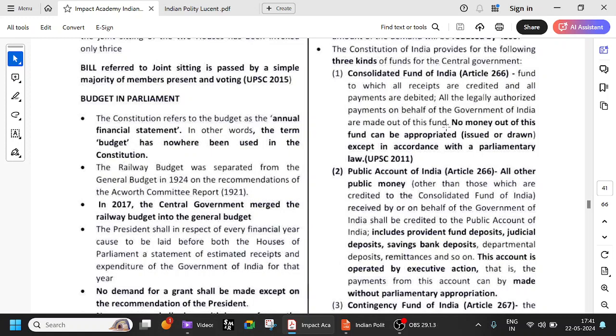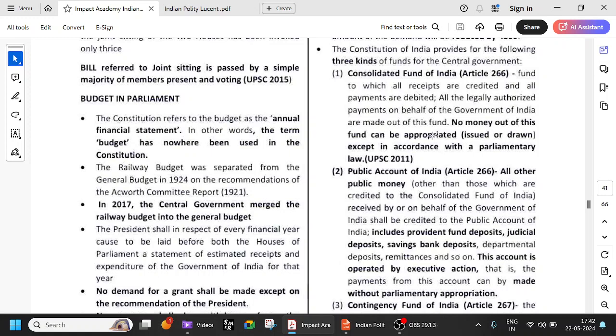Just like if you're an individual, you have a bank account, you put money, you take money, right? Similarly, all these taxes, all these penalties they're collecting, all the profits the government business is making, everything goes to the Consolidated Fund of India. So all the receipts are credited and payments are debited.